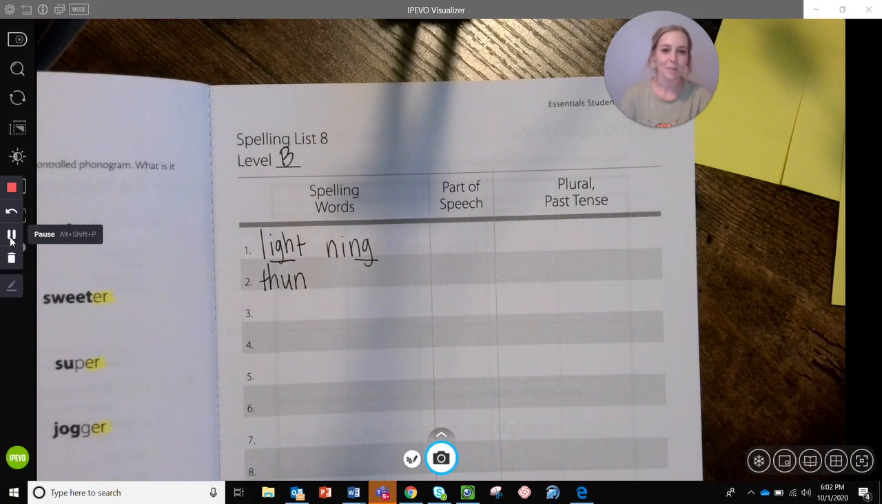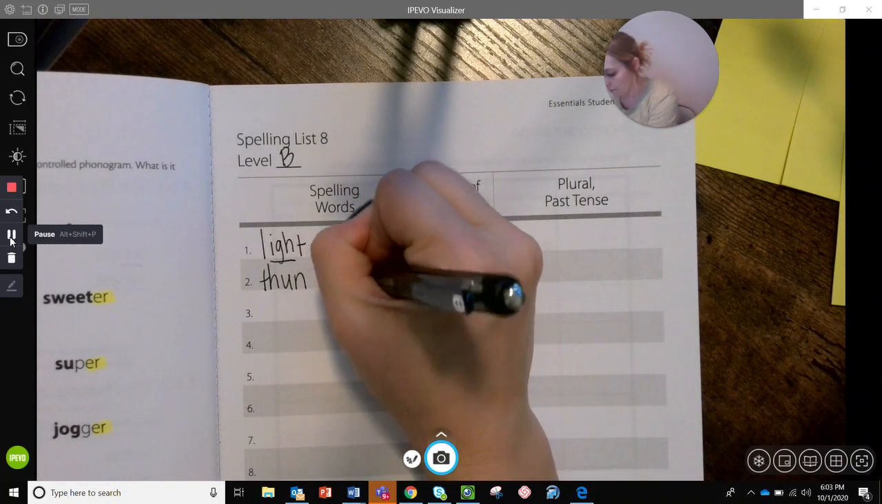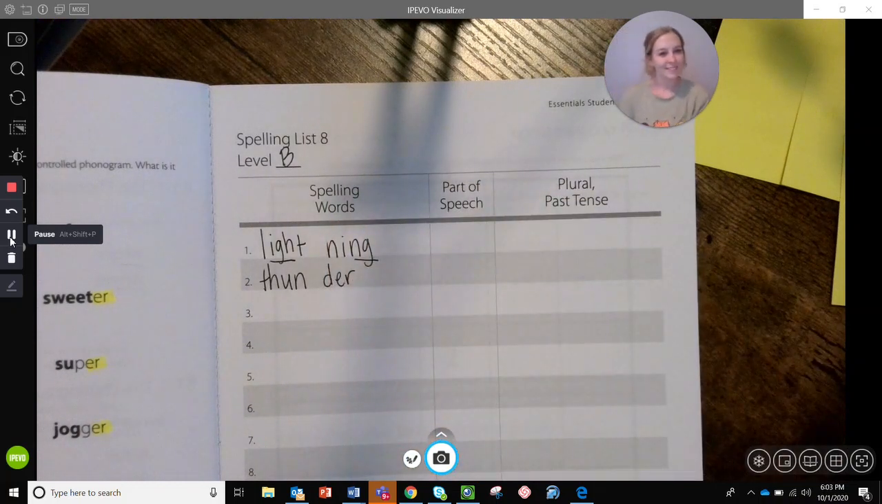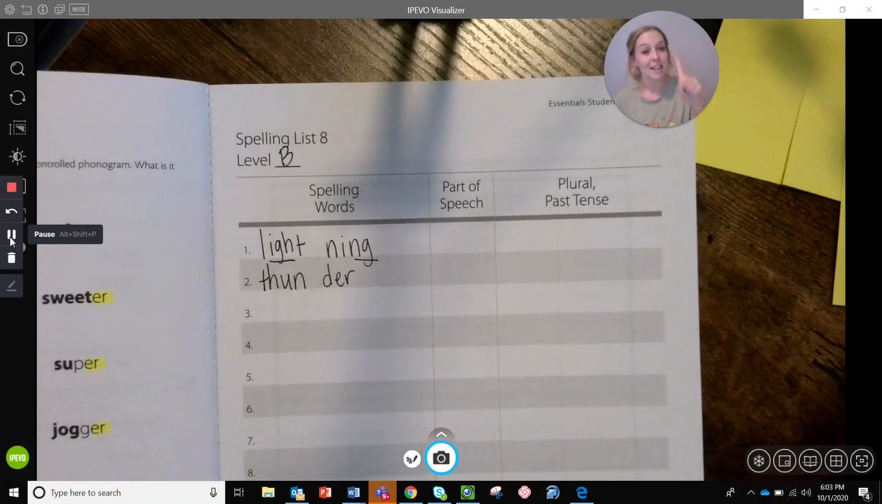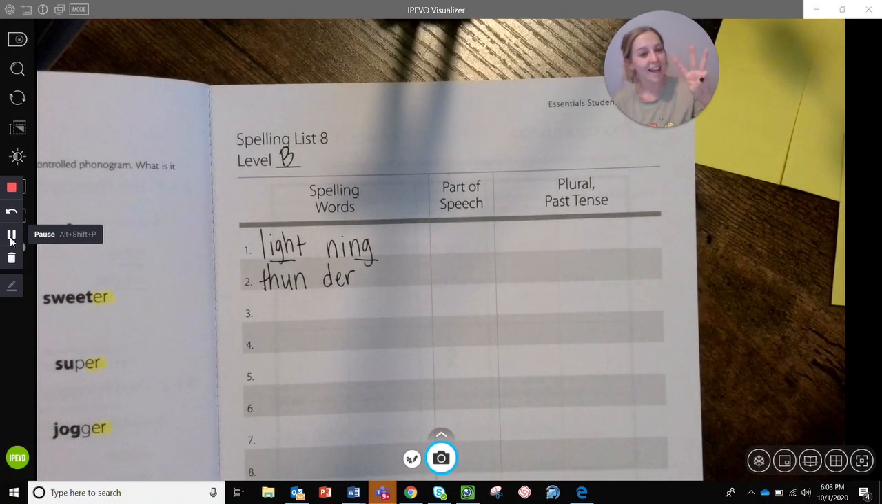Alright, what's our second syllable? Thunder. Good job. D-er as in her. Did you get it right? I bet you did. And our last syllable is storm. Good job.